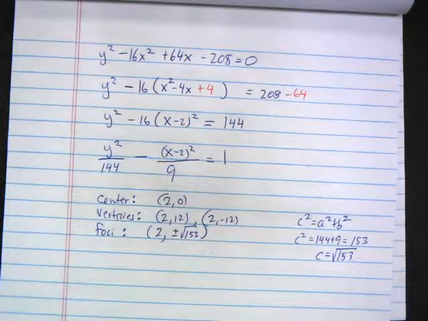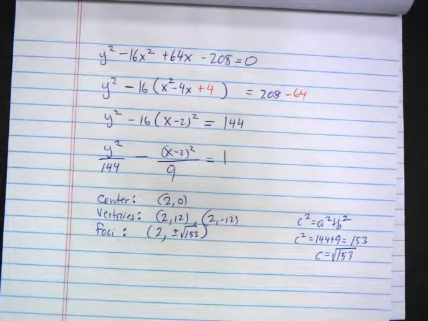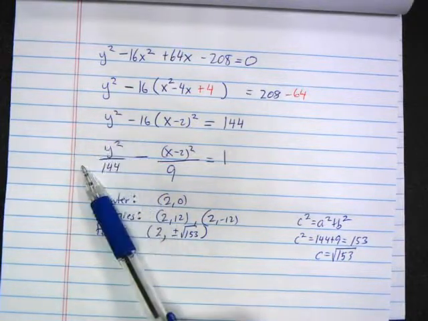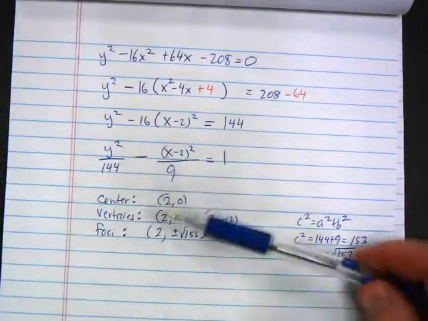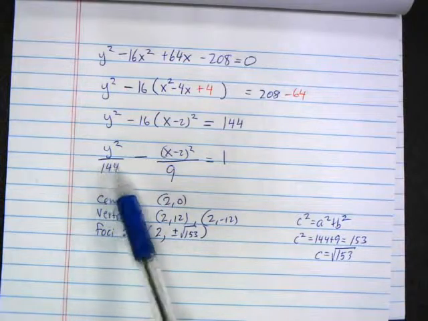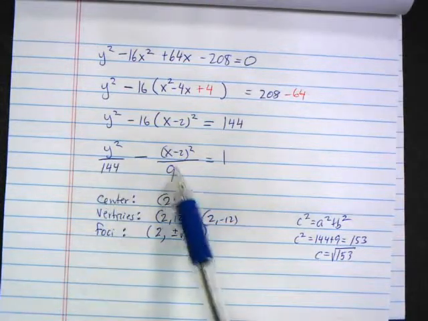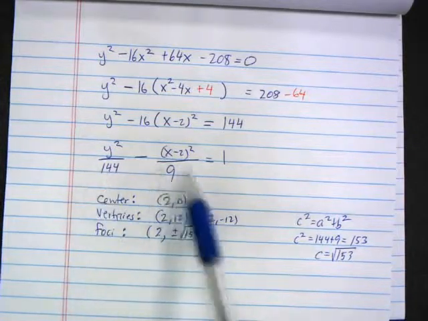Questions on any of that? It doesn't matter that the x is the right term, the y is the left term. It does not matter. What matters is that the y is the positive one and the x is the one with the negative in front of it. So that tells me that the hyperbola goes that direction, and it also tells me that this number is a and this number is b. A always goes with the positive one, B always goes with the negative one.